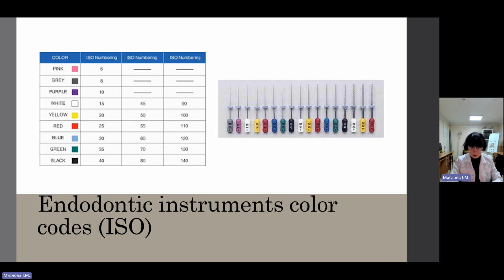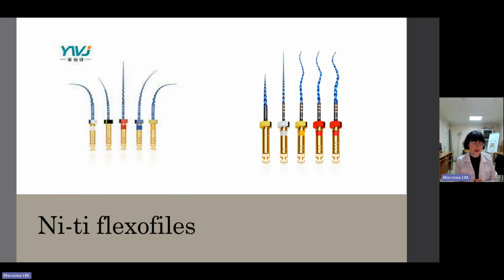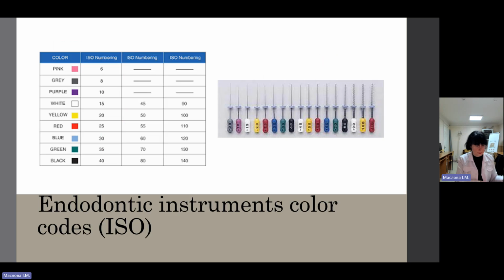For small canals with curvatures, the next type of instrument I can show you on this slide is the nickel-titanium flexofile, with shape memory. It is the best instrument for the access and instrumentation of small root canals with curvatures.